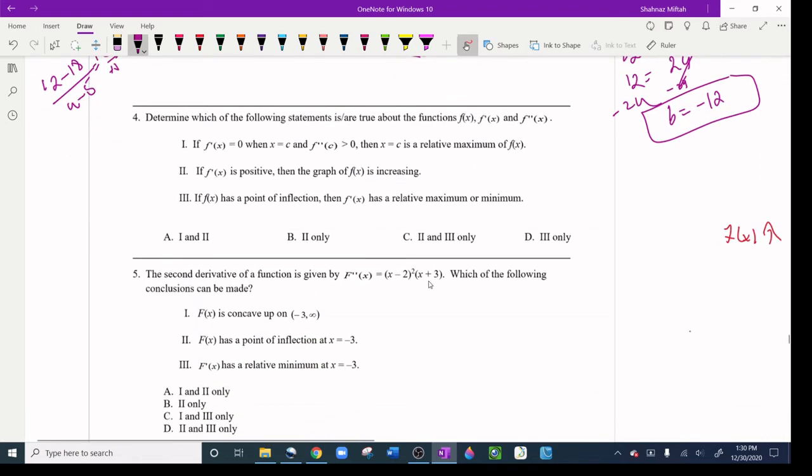Question number 4. Determine which of the following statements are true about the functions f, f prime, and f double prime.